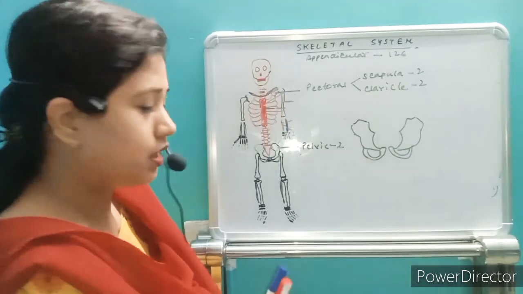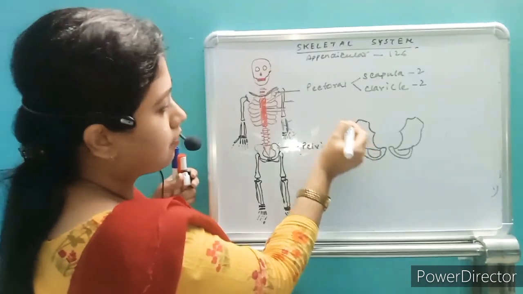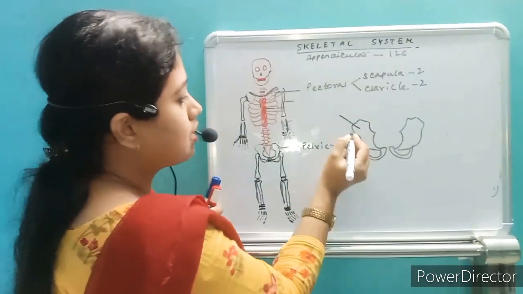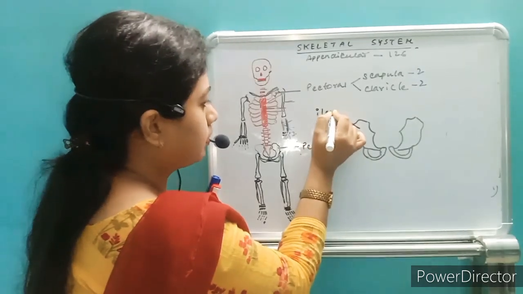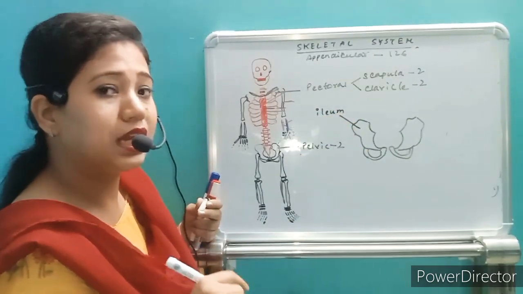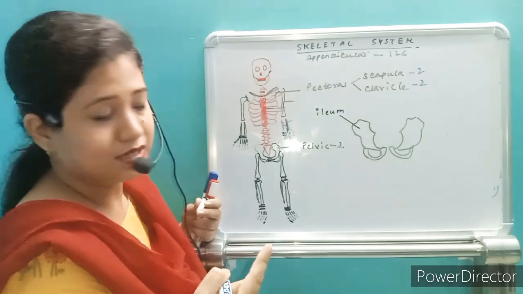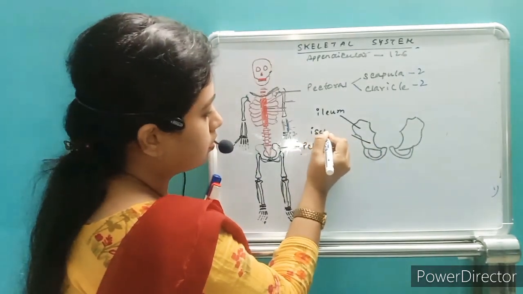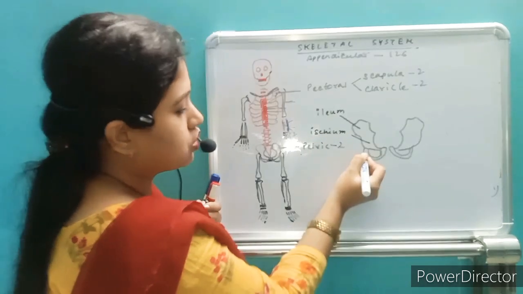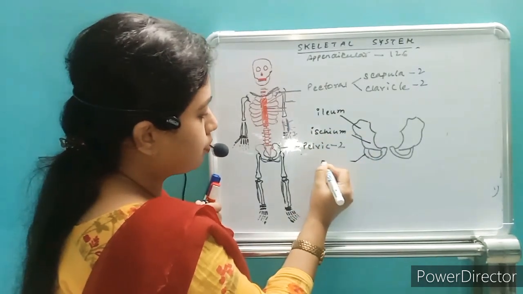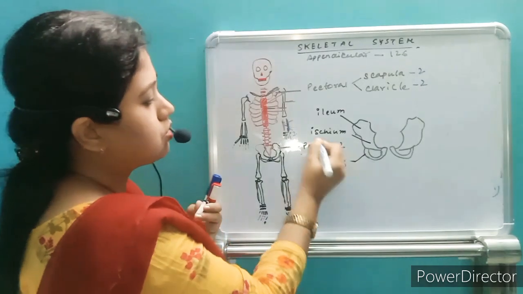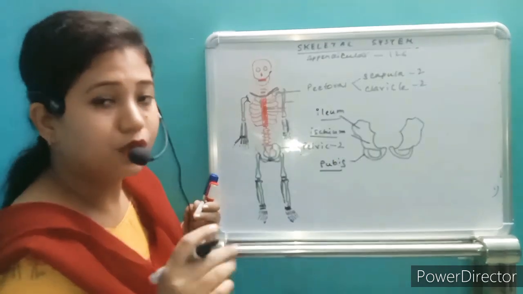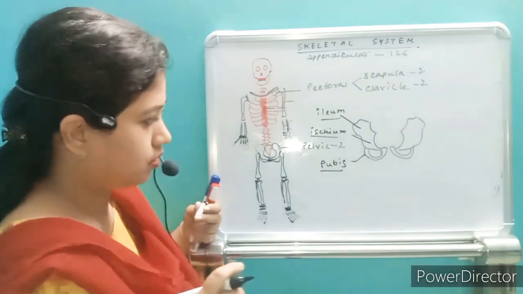So what is it? If it comes to the pelvic girdle, we have the first bone here. What is this? This is called the ilium. This is not the ileum which is in the intestine. This is ilium. Next one, this will be ischium, and this will be called the pubis. These 3 bones are fused together to form one pelvic girdle.